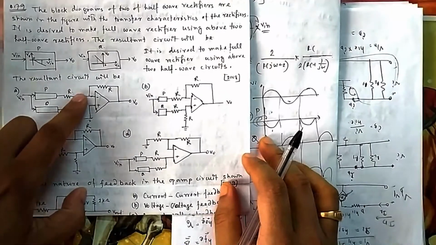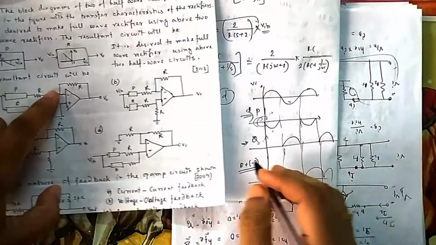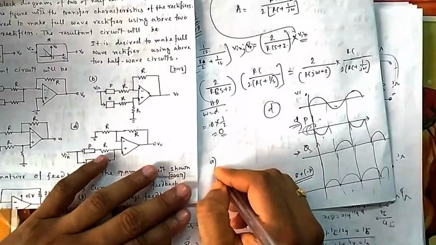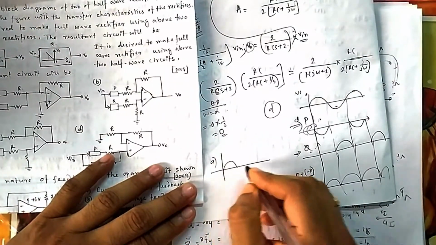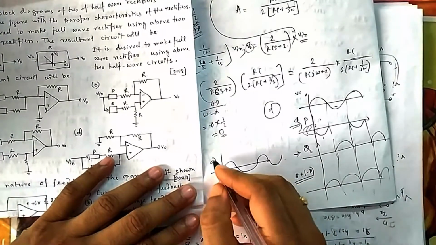But when you apply Q, that also gets inverted, so that will not give me this graph. In option A, P will be inverted and Q will also get inverted. So this will give me this type of graph, so this is not a full wave rectifier.